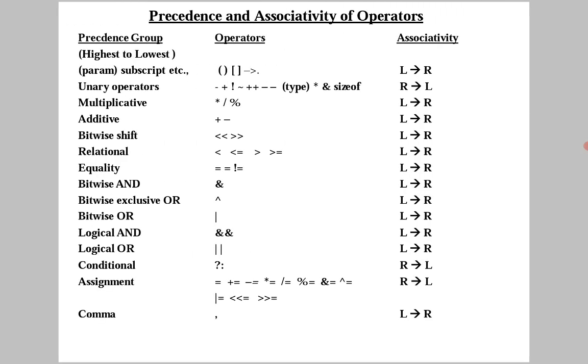So there are two compulsory essay type questions from the first and second unit. The first one is data types. The second one is operators, different types of operators in C language. So how is a given expression executed in C language?